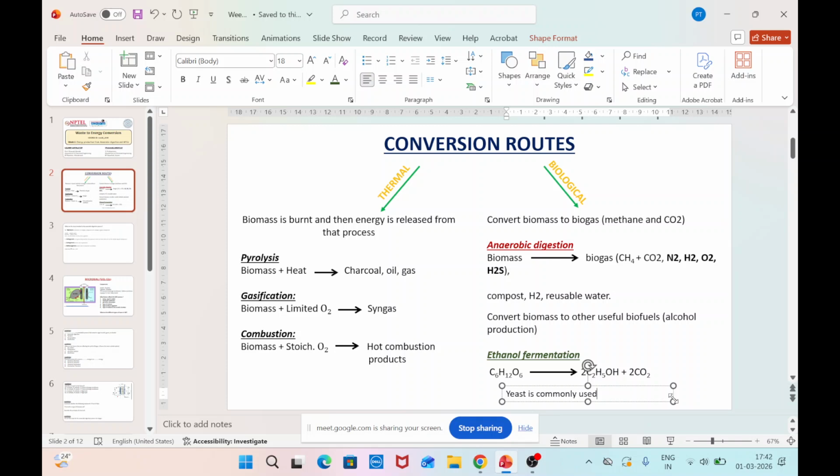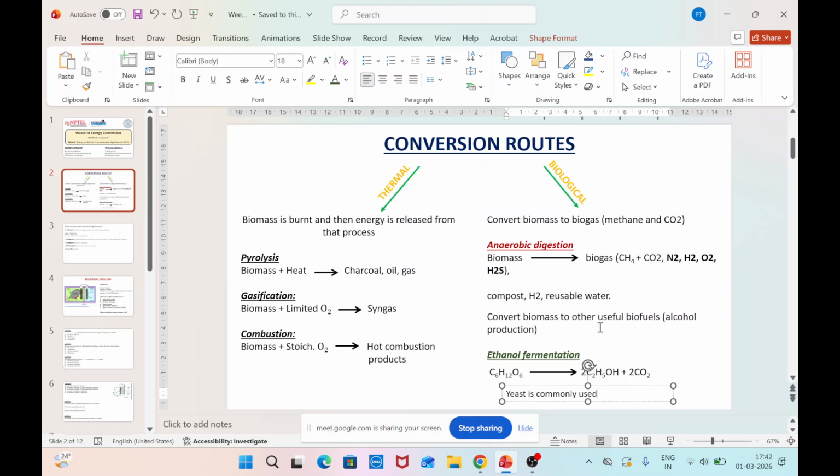The major reason why we try to produce ethanol is its calorific value. Ethanol can be used as a biofuel. So that's what we have written: conversion of biomass to other biofuels, alcohol production. The ethanol that we generate, apart from other commercial purposes like use in the laboratory as a chemical, can also be used as a biofuel because of its higher calorific value.